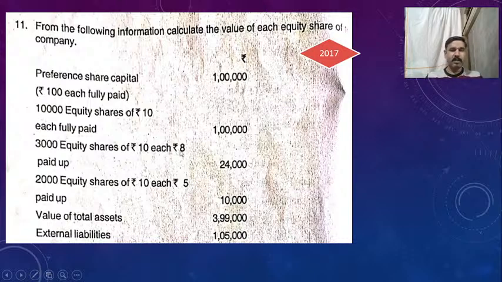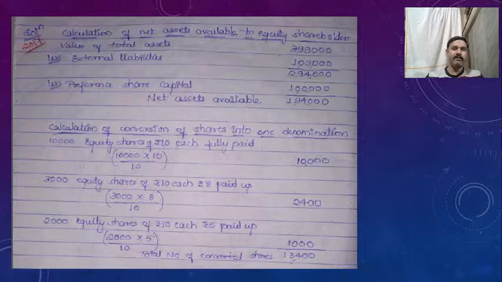So this is conversion. Already we have discussed. The 2015 question is the same as 2017, so according to that you have to calculate. I'll go fast now because this was already discussed in the 2015 question paper. Here also, calculation of net assets available to equity shareholders: value of total assets given in the problem, that is 3,99,000, then less external liabilities, that is 1,05,000. So 2,94,000. Then less preference share capital, that is 1 lakh.